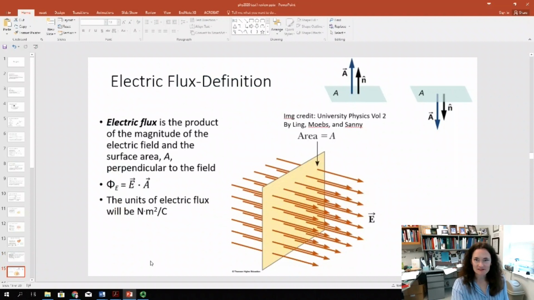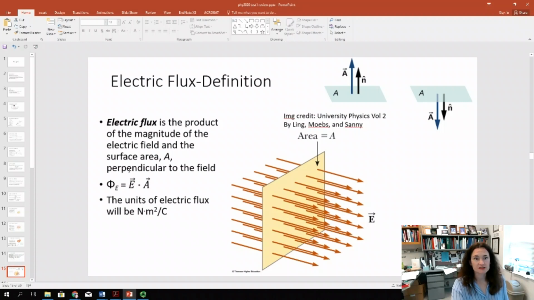All right, next definition. If you don't want to do the integral over your continuous charge distribution, if there's an easier way to get around it, you might want to try Gauss's law. And to talk about Gauss's law, I first have to introduce the idea of flux.